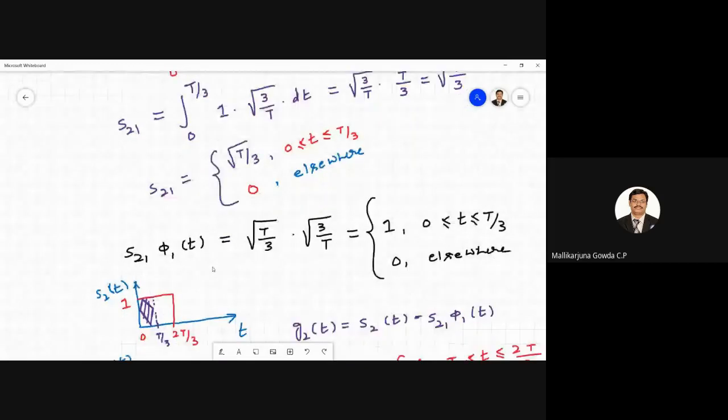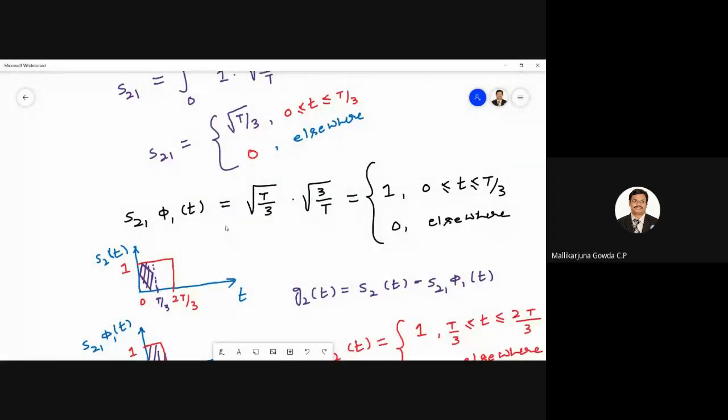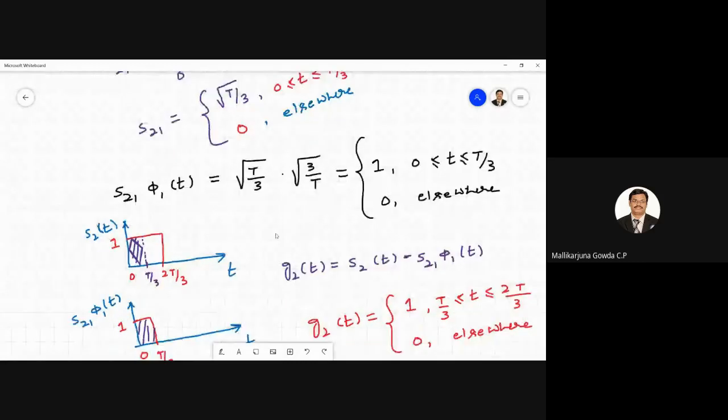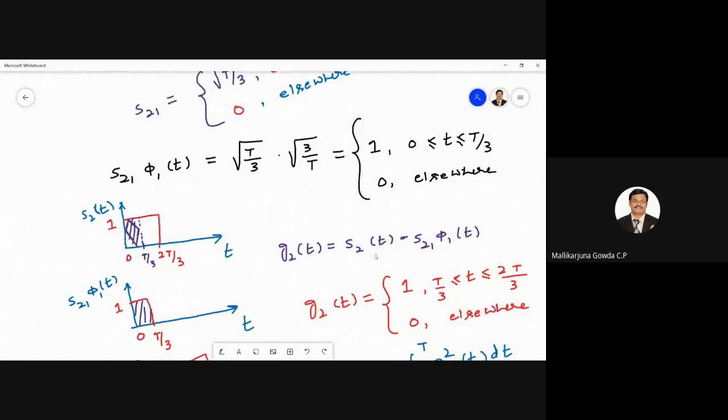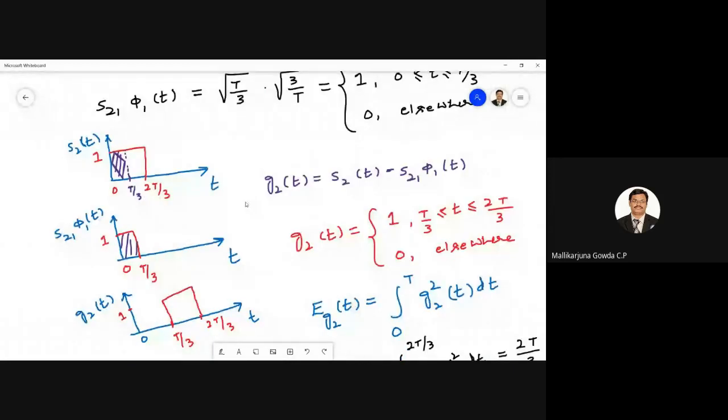So I found S21 pi 1 of t. Then G2 of t is S2 of t minus S21 pi 1 of t, so I am finding what is G2 of t. I wrote here S2 of t. I said it is better to do with graphical representation, then only the picture will be clear for limits and other things. If you do it just looking at the mathematical equations, you may go wrong while writing the limits. That is why first I wrote S2 of t, then I wrote S21 pi 1 of t. So I clearly understand if I subtract S21 pi 1 of t from S2 of t, from 0 to T by 3, its magnitude is 1. So even S2 of t magnitude is also 1 from 0 to T by 3.